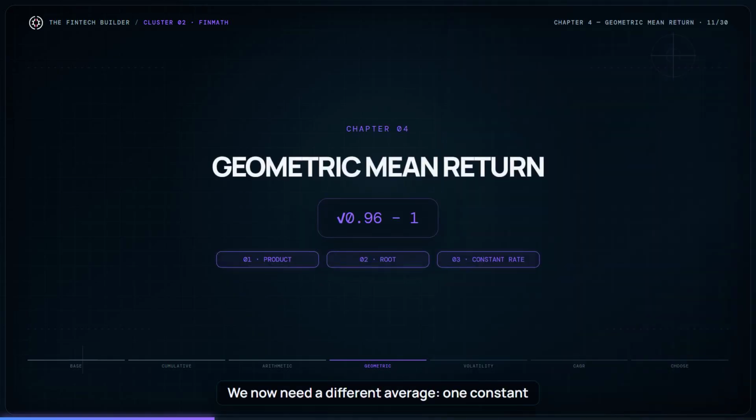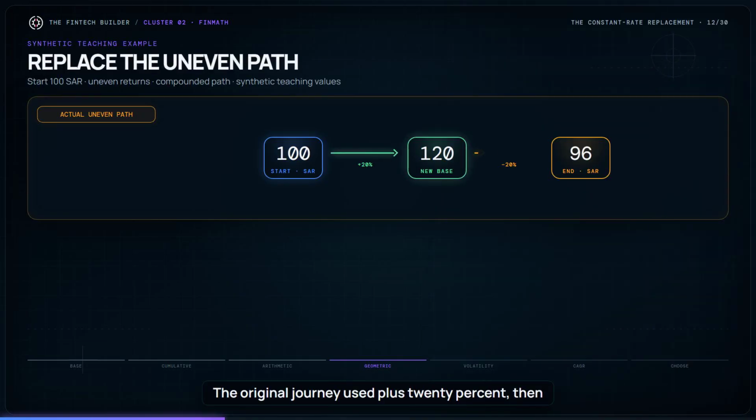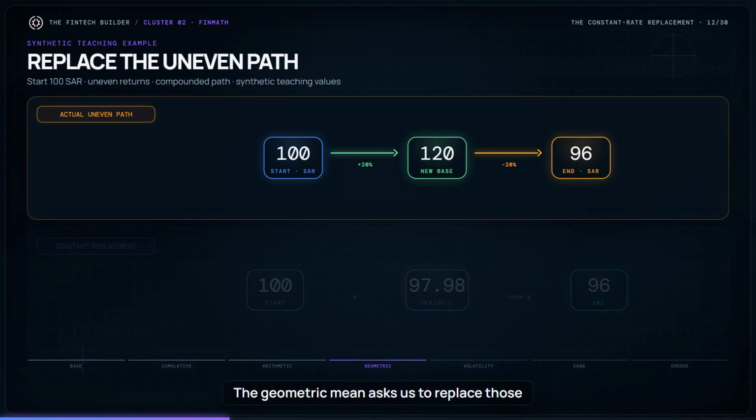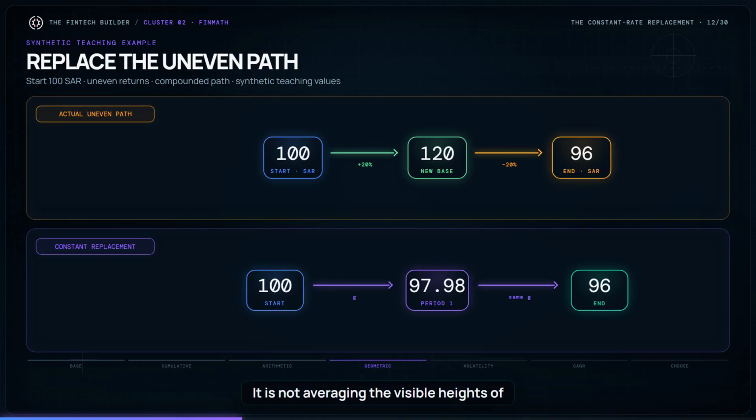We now need a different average, one constant rate that could replace the uneven journey and still reach the same ending wealth. The original journey used plus 20%, then minus 20%. The geometric mean asks us to replace those two different returns with one identical return repeated twice. That constant return must begin at 100 and finish at 96, the same ending value as the original path. It is not averaging the visible heights of the percentages. It is finding the equal growth step that reproduces the total compounded factor.